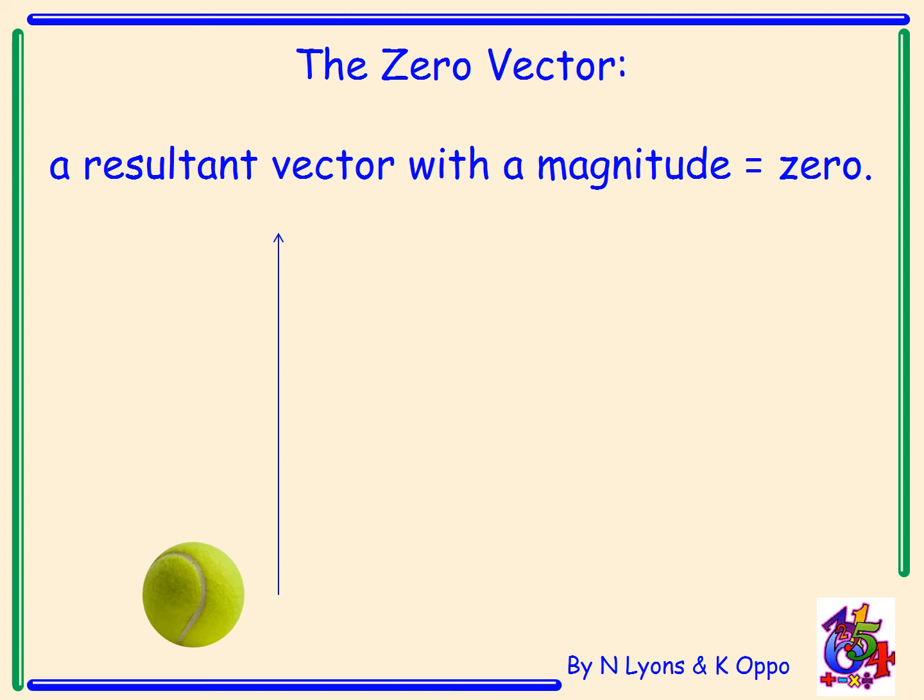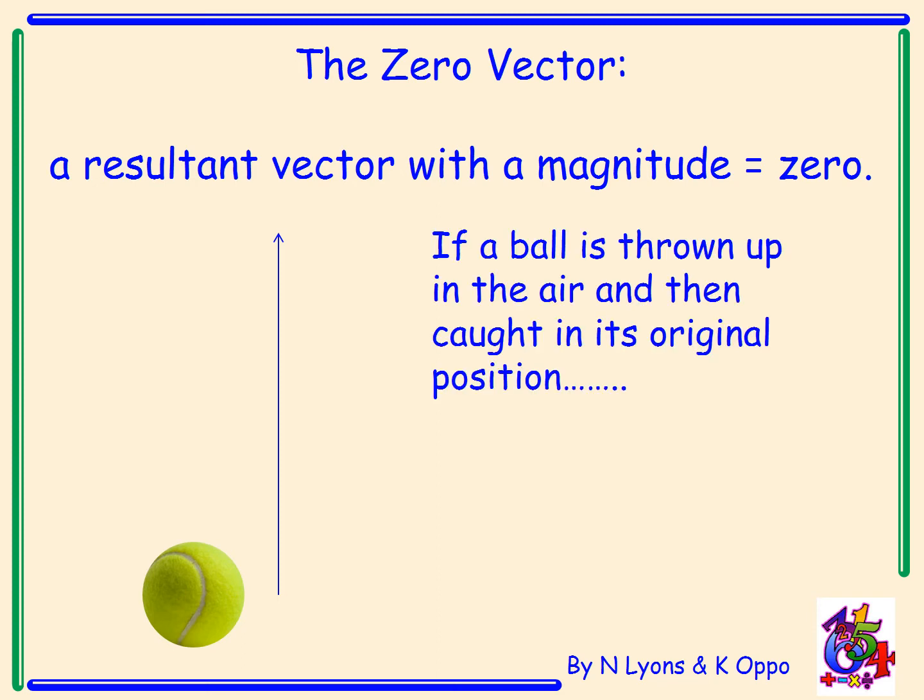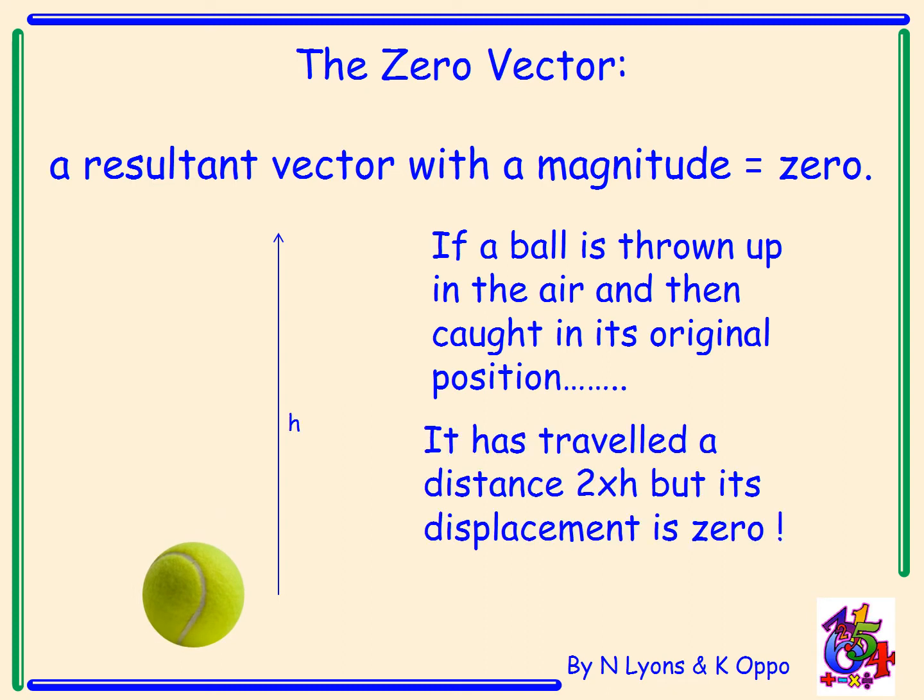So here's a tennis ball. If a ball is thrown up in the air and then caught in its original position, it has travelled a distance 2 times its height h, but its displacement is 0. Remember, distance is scalar, it has magnitude only, but displacement is a vector. The ball started and finished in the same spot, so effectively it didn't go anywhere. So that is an example of a zero vector.